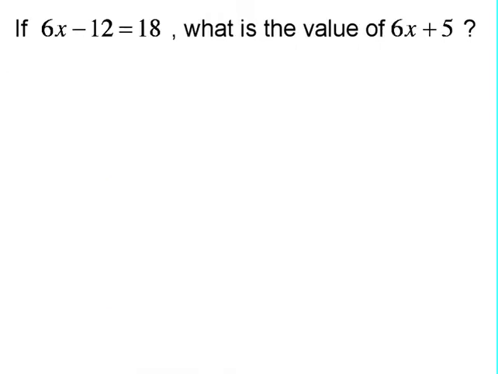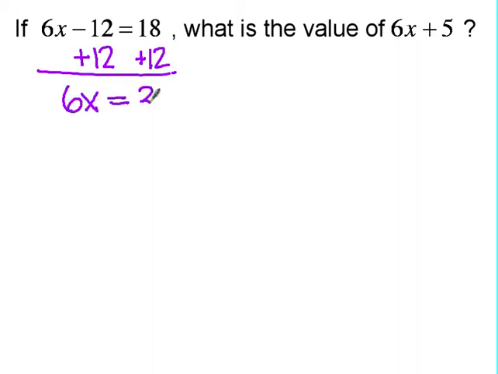All right, let's go back. There we go. If 6x minus 12 equals 18, what is the value of 6x plus 5? So what do you think we need to do in this problem? Add 12, good. So I'm going to add 12 first, and I get 6x to equal what? 30. So what you could do right now is you could stop, and you could go ahead and solve because it says 6x equals 30, right?